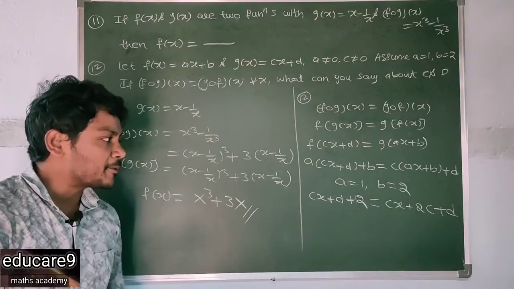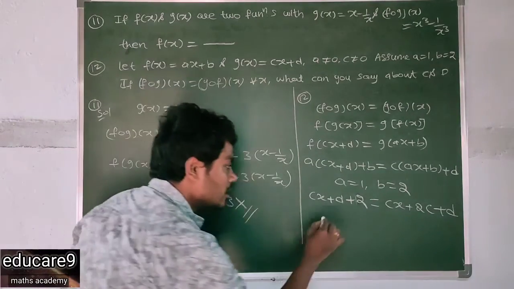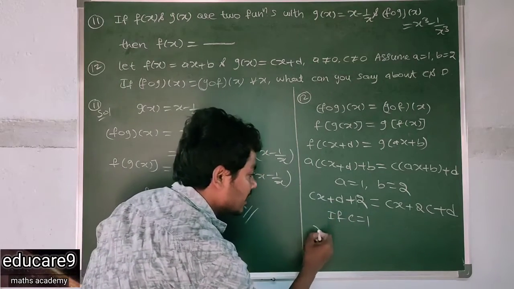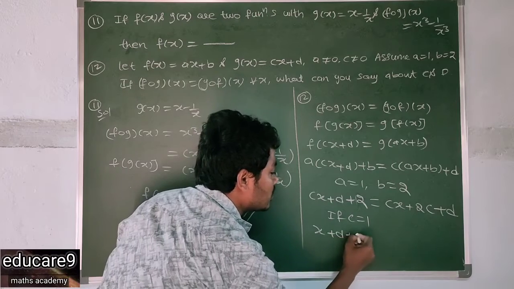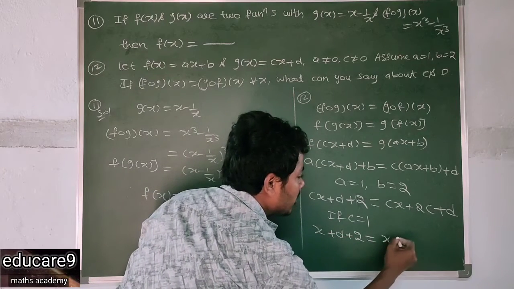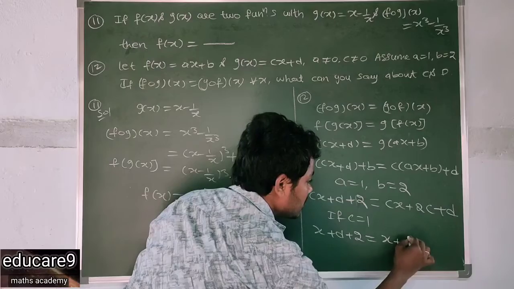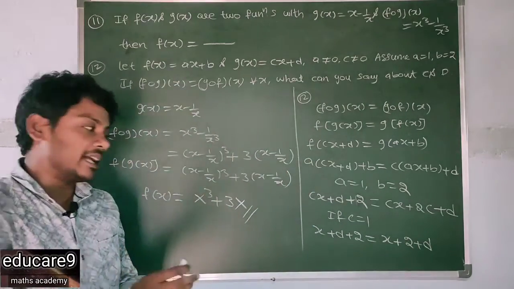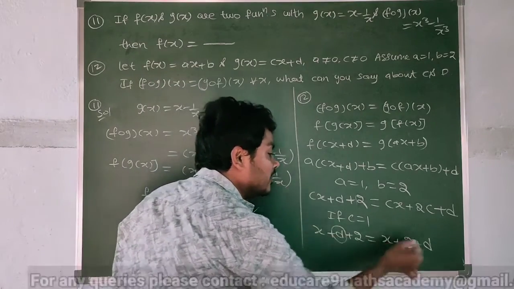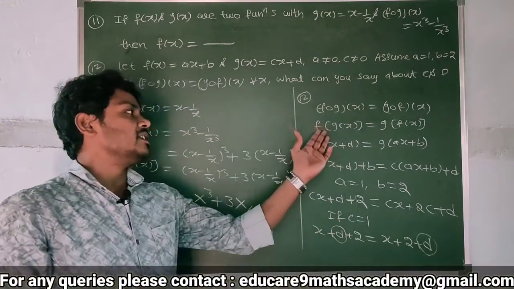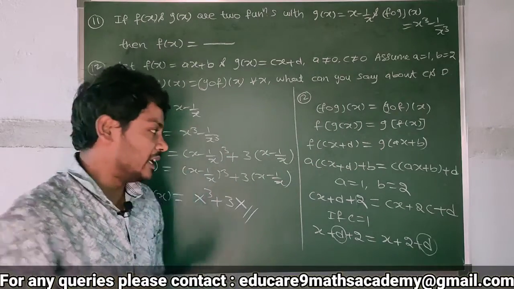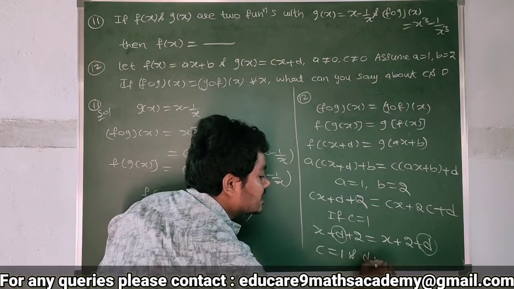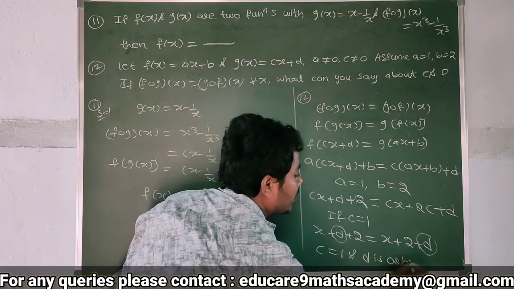So here if you substitute c is equal to 1, if c is equal to 1, so what do you get? x plus d plus 2 is equal to x plus 2 plus d. Both are equal, but here d is any value. If d is any value, these two functions are equal. So clearly value of c is 1 and d is arbitrary.